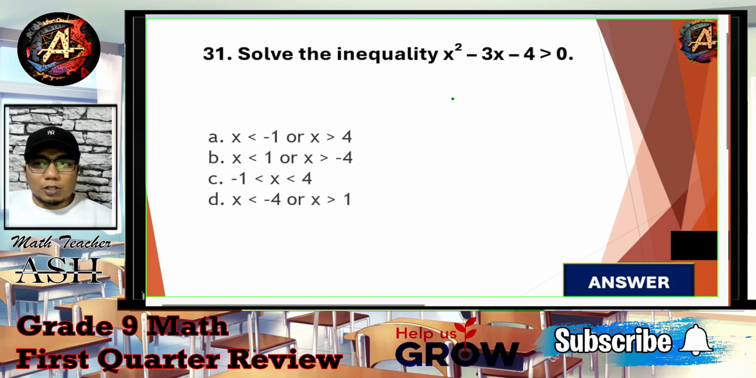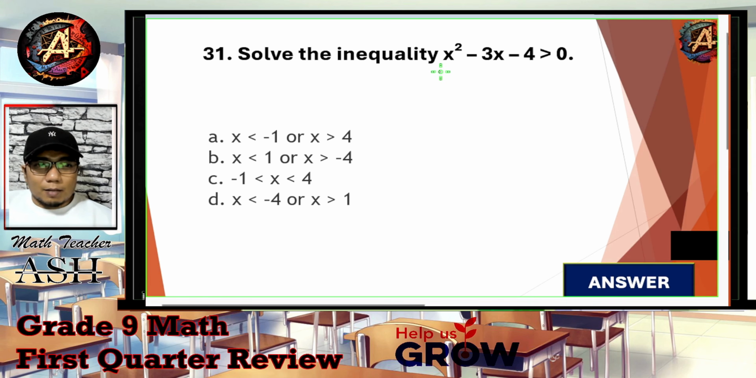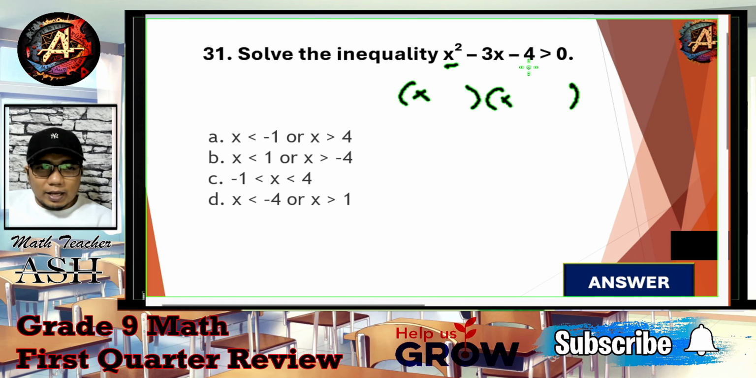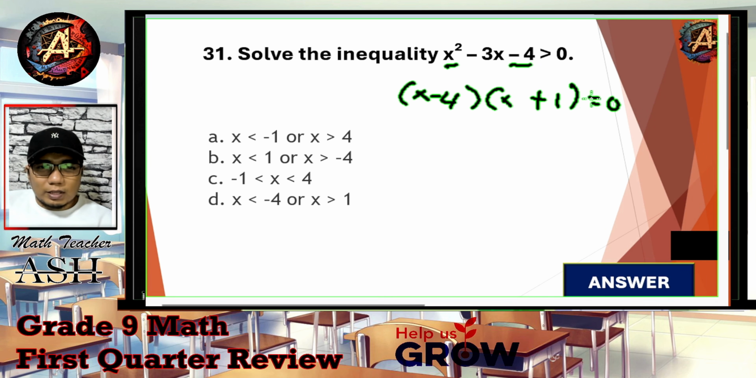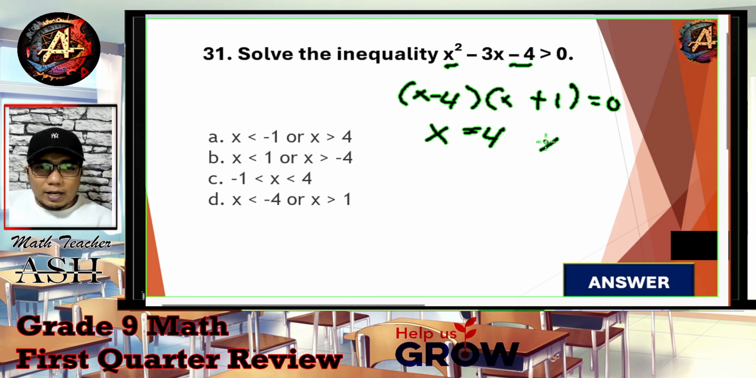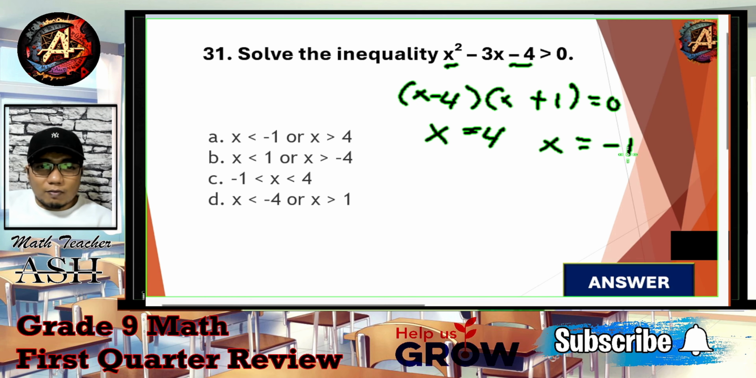Now, my dear math learners, in solving this one, we need to first consider our critical numbers. So, we have here x squared minus 3x minus 4. So, we need to solve the critical numbers. So, that would be x and x for this one, and then for this one, we have negative 4 and positive 1. So, let's equate that first to 0. Applying the zero product property, we have x is equal to 4 and x is equal to negative 1.